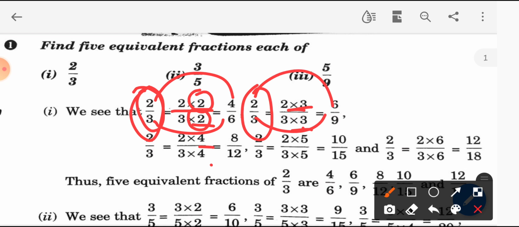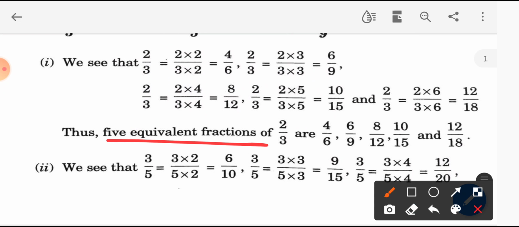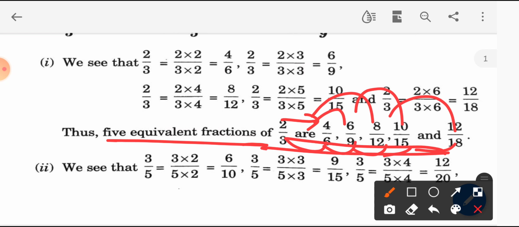After this you have to multiply by 4, then 5, then 6. So you can see that the 5 equivalent fractions are: 2 2s are 4, 2 3s are 6, 2 4s are 8, 2 5s are 10, 2 6s are 12. And here 3 2s are 6, 3 3s are 9, 12, 15 and 18. So easily you can see that finding equivalent fractions means we only have to write the table.